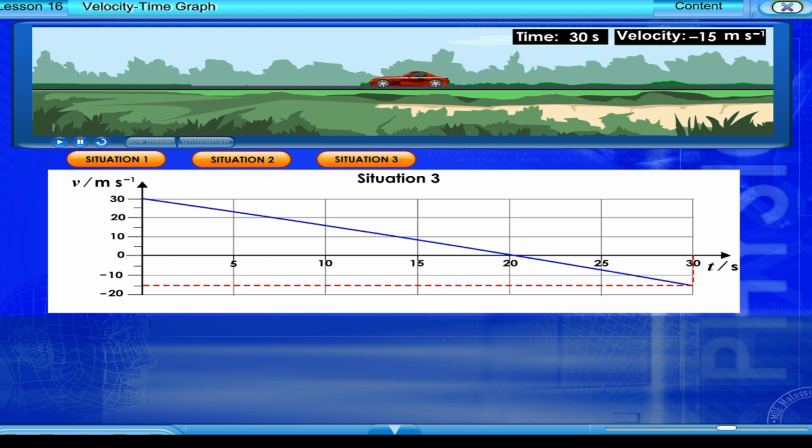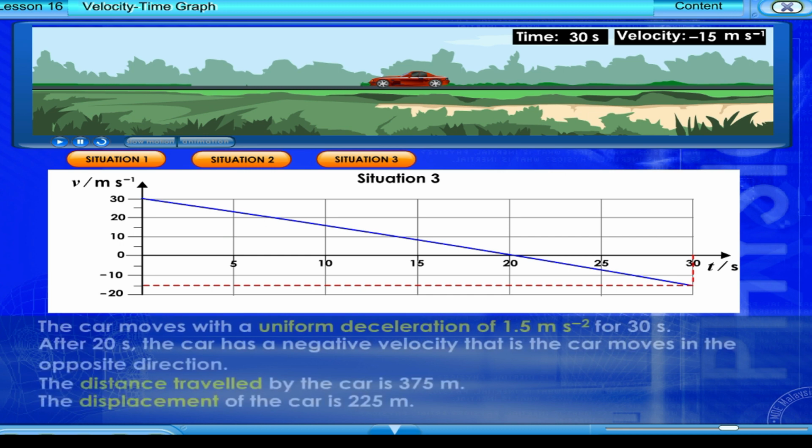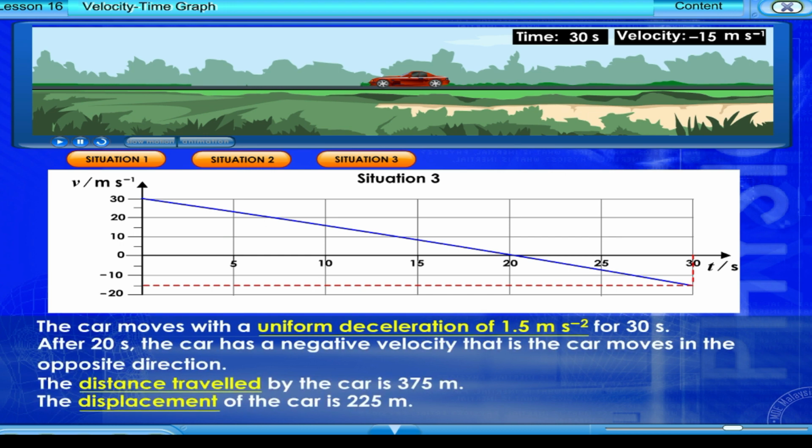How do you describe the motion of the car? The car moves with a uniform deceleration of 1.5 meters per second squared for 30 seconds. After 20 seconds, the car has a negative velocity. That is, the car moves in the opposite direction. The distance traveled by the car is 375 meters. The displacement of the car is 225 meters.